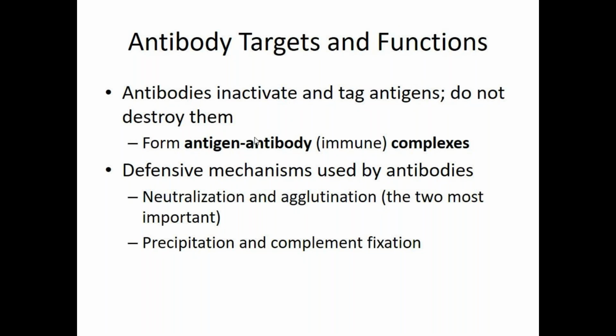Other things that we can do here, right, are neutralization and agglutination. We've talked about these two a little bit already, and these are really big ones. We can also precipitate. We'll talk more about what this means in a minute. And of course, you can have the classical pathway, right, of complement here by opsonization from an antibody.